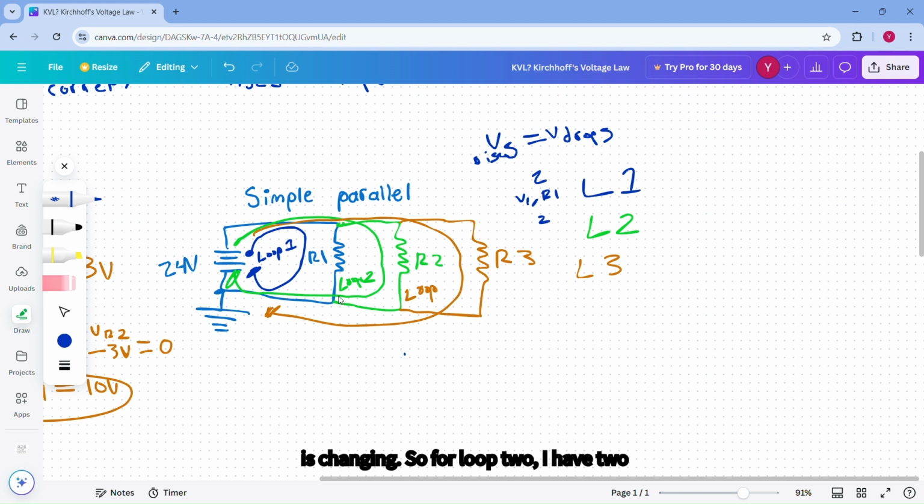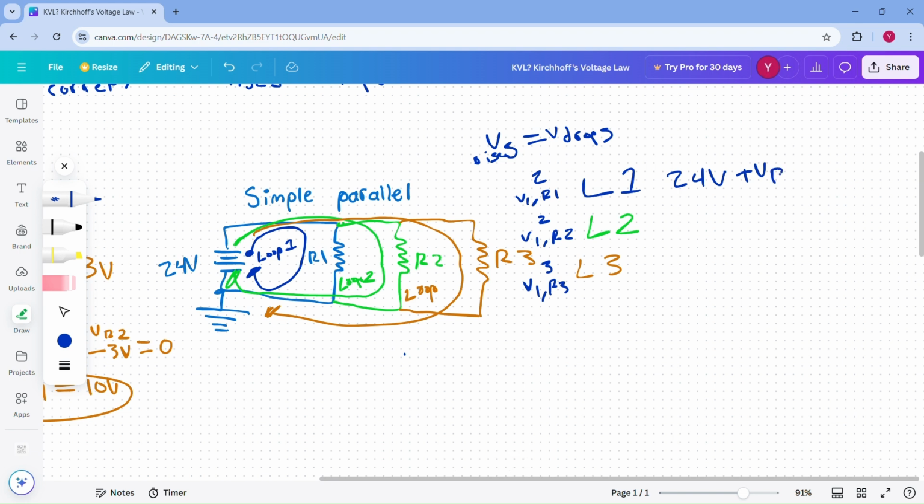So for loop 2, I have two components. That's still V1, but it's R2. And then for loop 3, I'll have two components, V1 and R3. Okay. Loop 1, I have 24 volts, and then plus my VR1, and I'm saying this is going to equal 0. I've done my first step. I've thought about my loop, the components, the branches, all the possible loops I can have, okay? Now let's think about that algebraic sum part, okay?